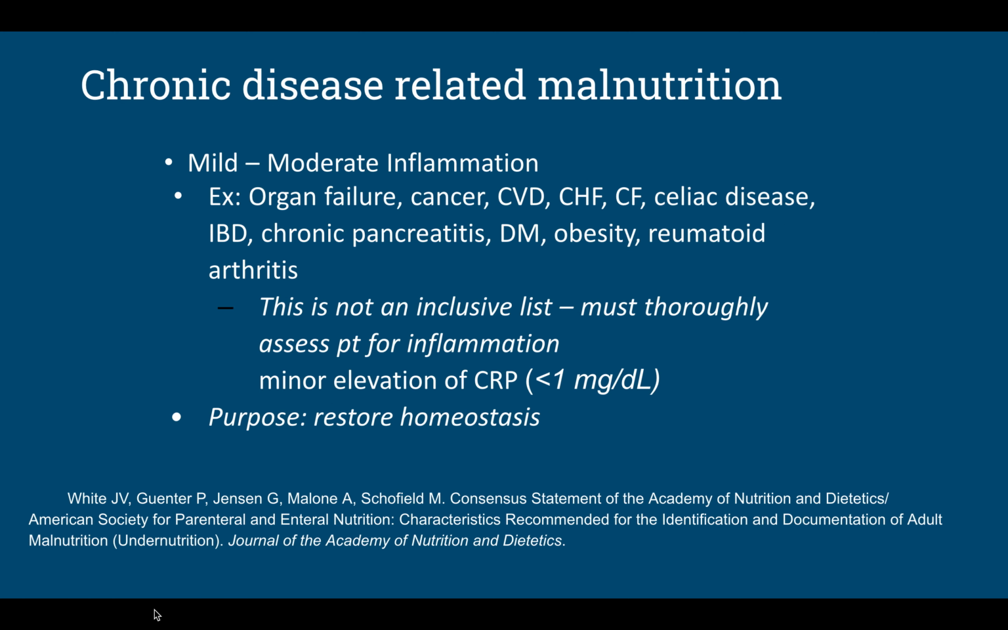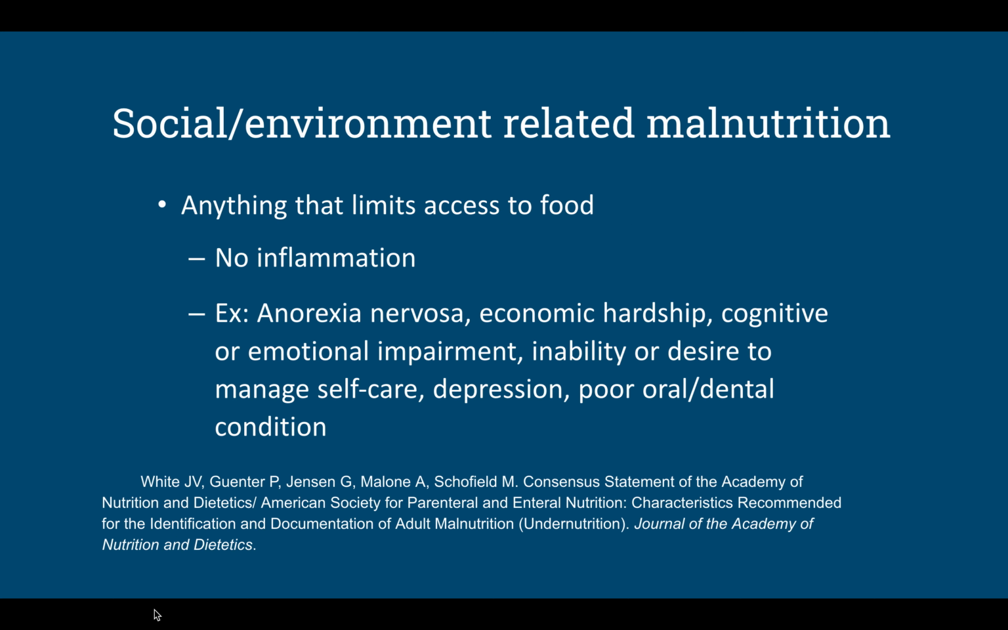When the malnutrition is related to chronic disease, usually you will see diagnoses such as cancer, any form of heart disease, cystic fibrosis, celiac disease, of course any GI diseases, diabetes could be, and then obesity and rheumatoid arthritis. And of course, this is not a list that includes all diseases, but anything that has been going on for a long time. And the main reason for inflammation is that you want to restore homeostasis of the body.